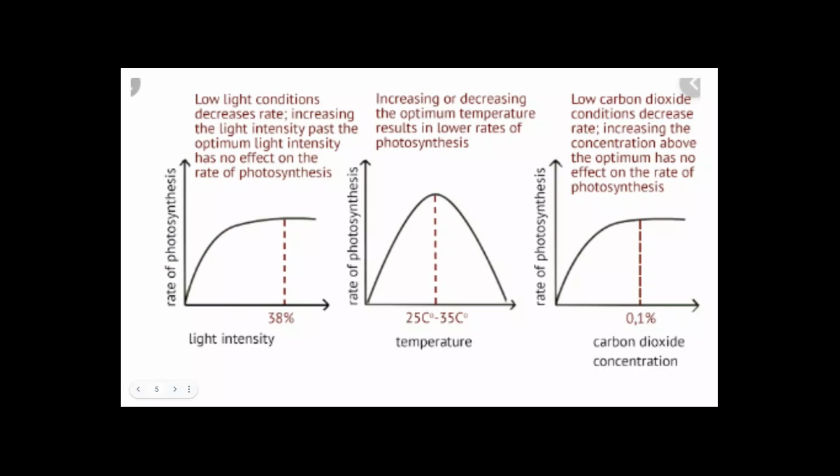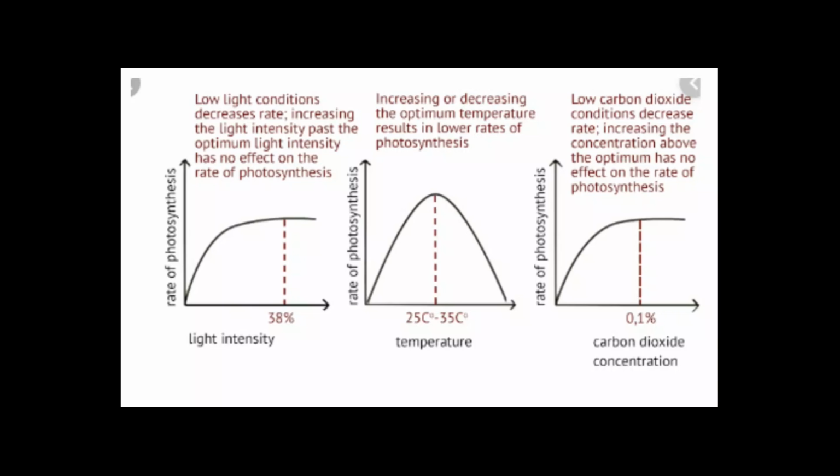So this is how light intensity affects rate of photosynthesis. It increases and then flattens out. At this point, it is light saturated. Low light conditions decrease the rate, increasing light intensity raises it. Past the optimum light intensity has no effect. So eventually, light has no effect. Increasing or decreasing from the optimum temperature results in lower rates of photosynthesis. And this, of course, is because photosynthesis is also dependent on enzymes.